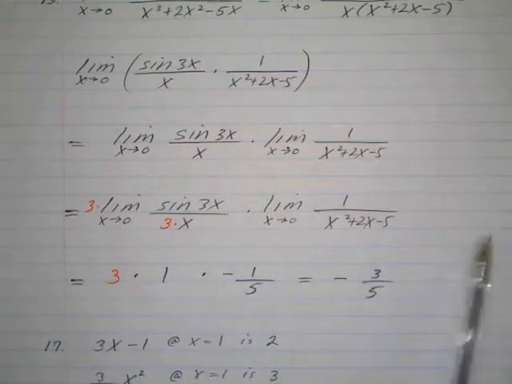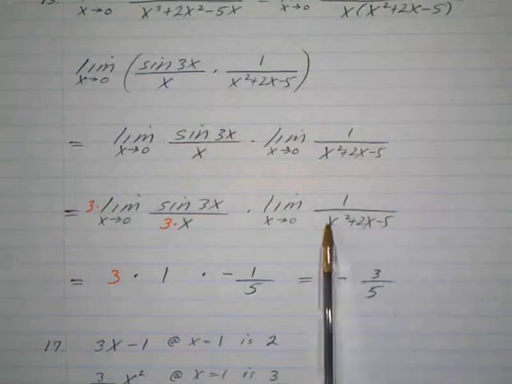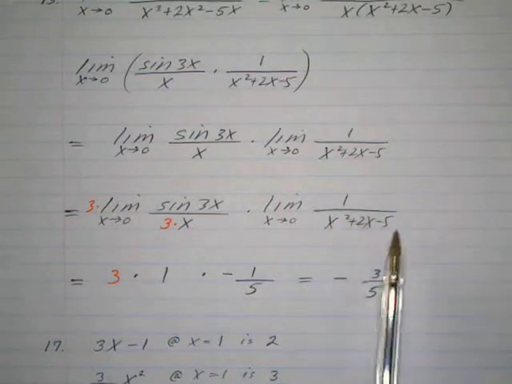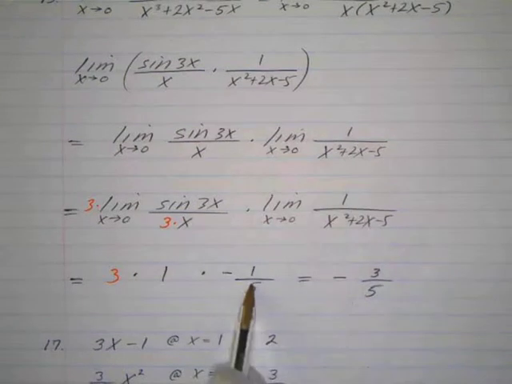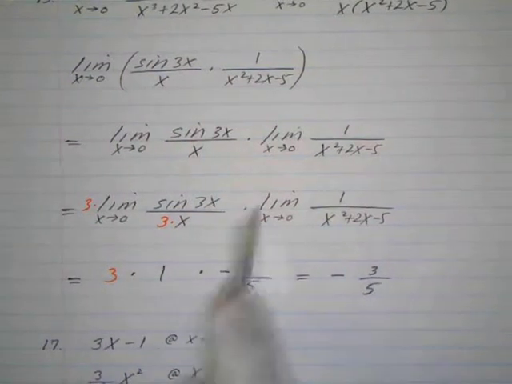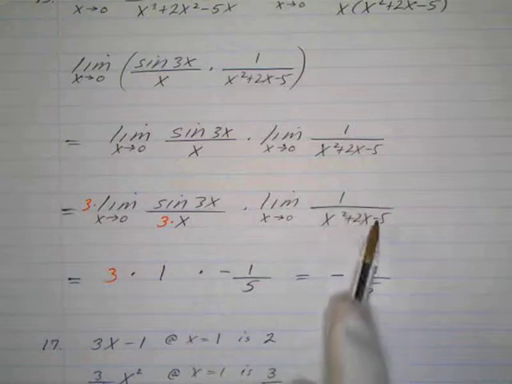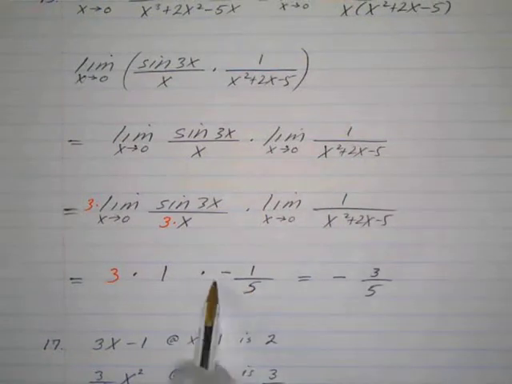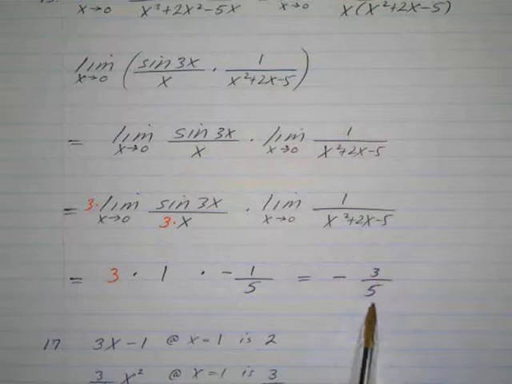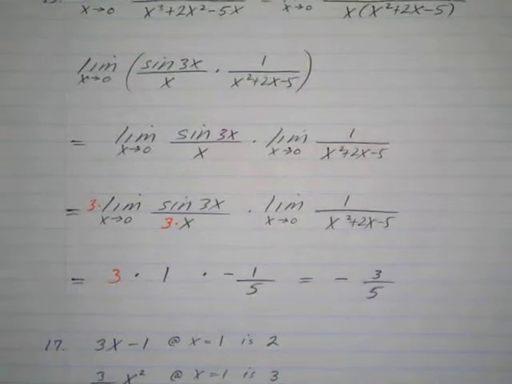And then I can just substitute, because no problem if I put 0 here, I've got 1 over negative 5. I'm sorry, right over here, 1 over negative 5, pardon me. So this is 3 times 1, and times 1 over negative 5. So 3 times negative is negative, so I got negative 3 over 5. Okay, so that was number 13.